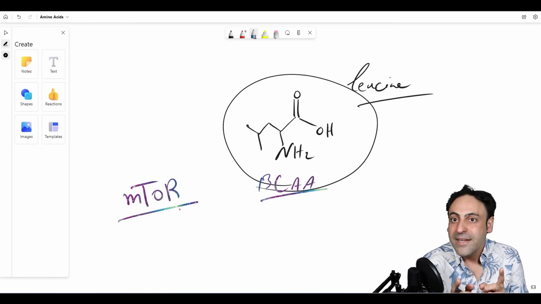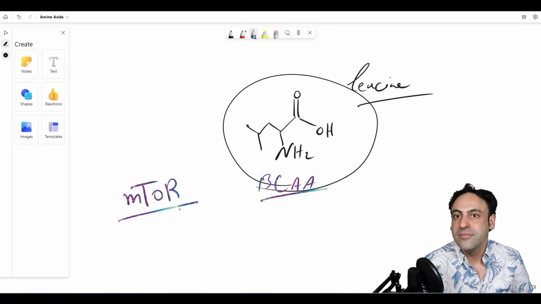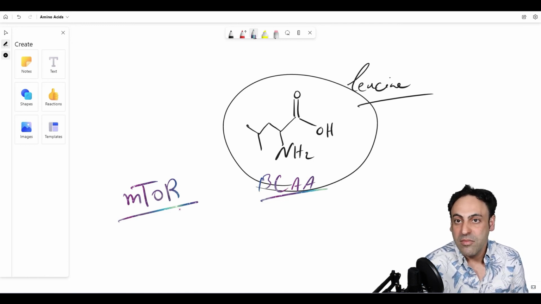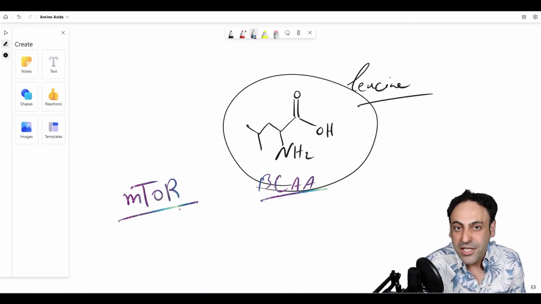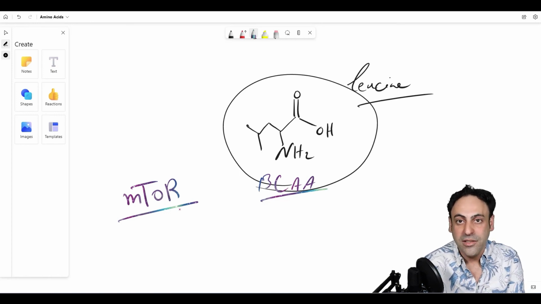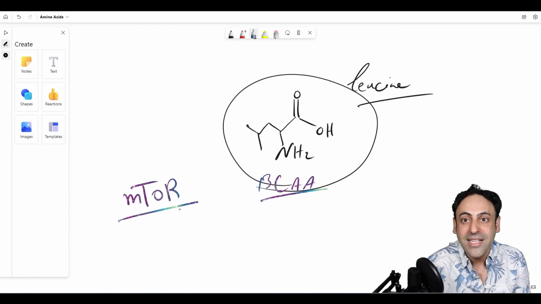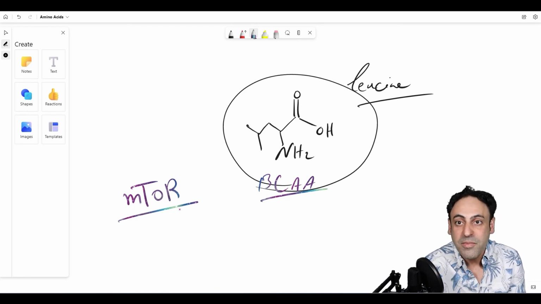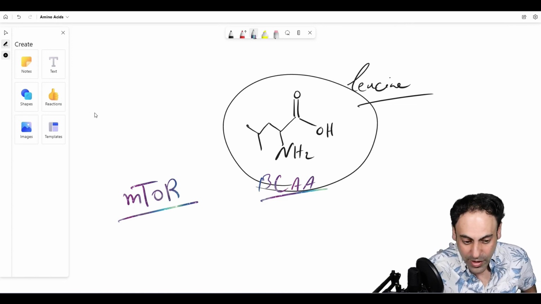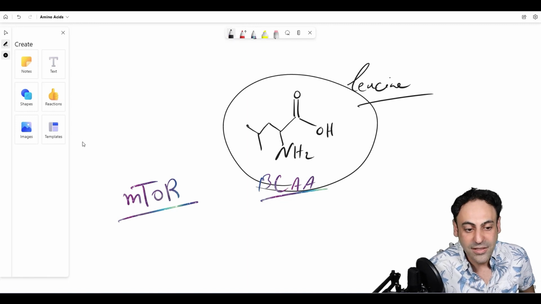what is it? This is an enzyme. It is very important that we understand mTOR is an enzyme. So what is an enzyme? An enzyme is a substance, a molecule, that reduces the activation energy in any chemical reaction, and by that expedites the process of the reaction. That means it's going to speed up the reaction. That's an enzyme.